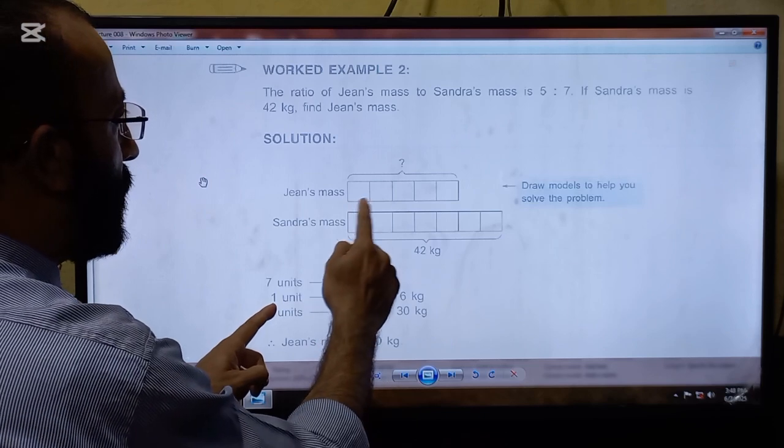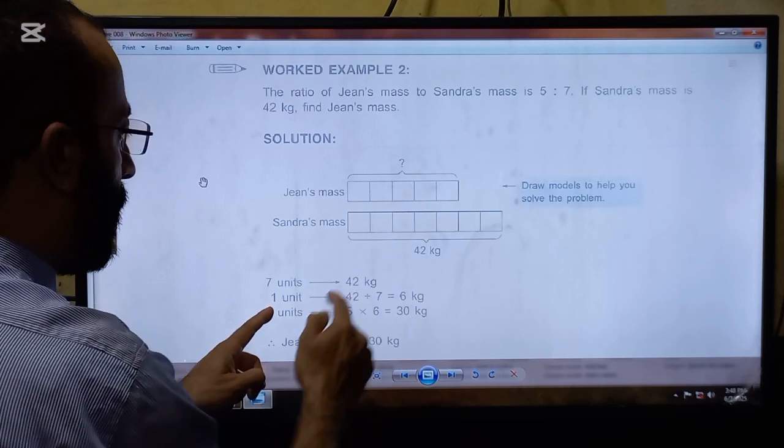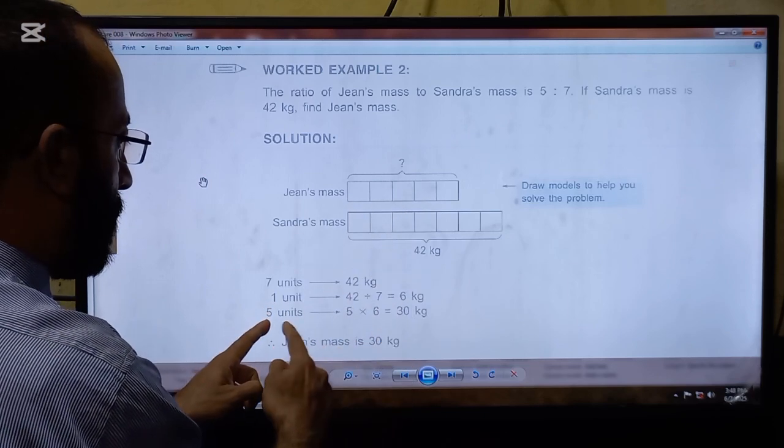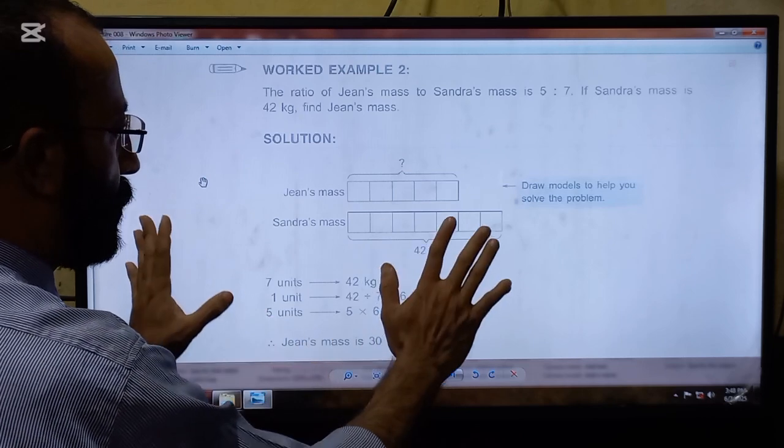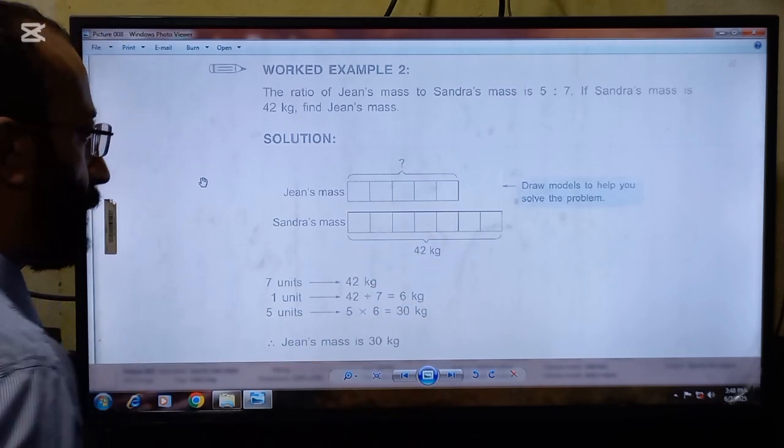Now Jean's mass is required, which is 5 units. So multiply both sides by 5. So 5 times 1 is 5, and 5 times 6 is 30. So this is one way.